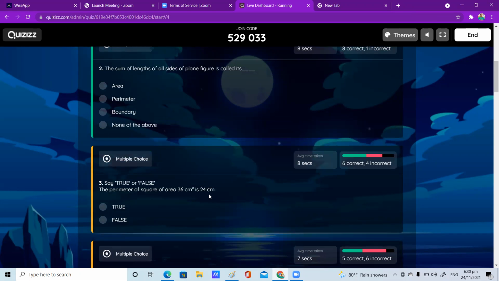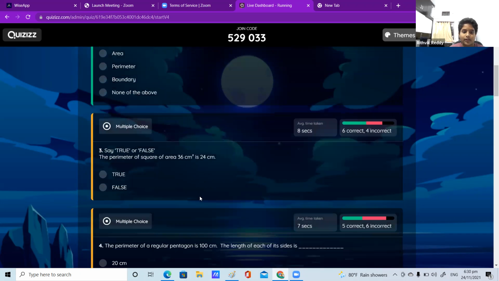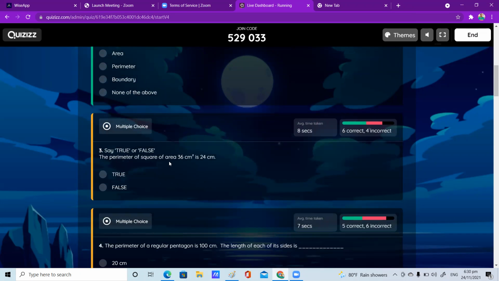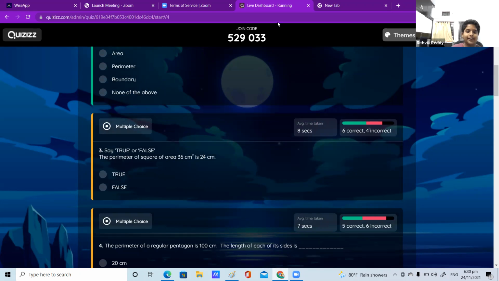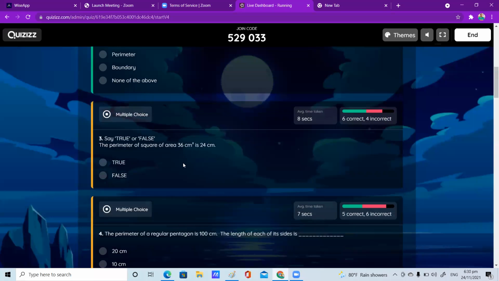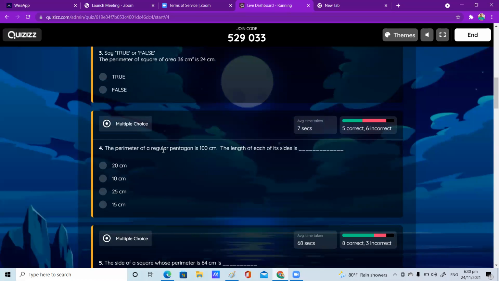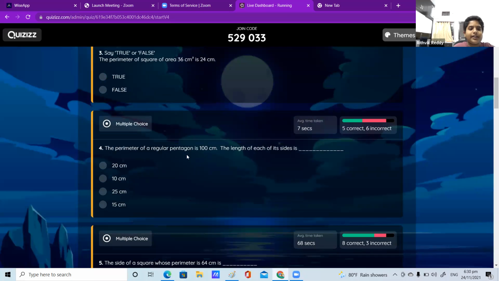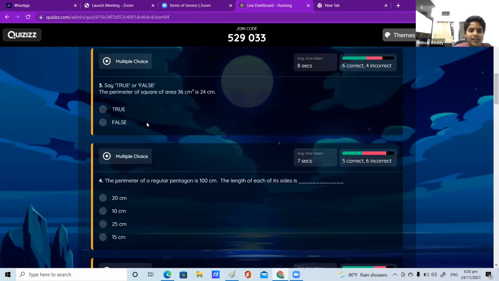Next, say true or false: the perimeter of a square of area 36 centimeters square is 24 centimeters. True. No, ma'am, the perimeter of a square, area is false, but it is showing true. When I kept false, it is showing true. Yes, maybe I made a mistake. You know the answer, right, ma'am? But 18 is the answer, right?